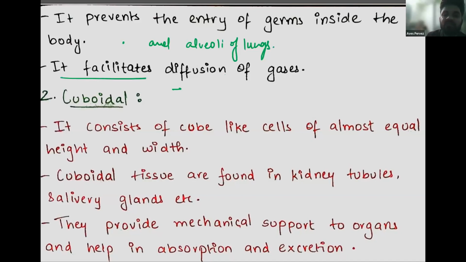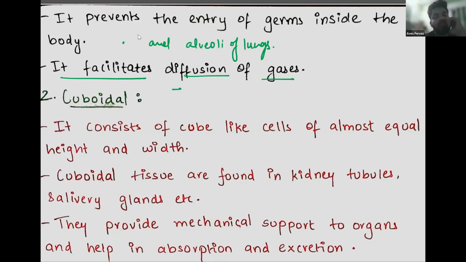It facilitates diffusion of gases. You know that in the lungs there are some balloon-like structures present, and we call them alveoli. This helps in facilitated diffusion. Okay, got it? Diffusion of gases means the oxygen that we inhale can easily diffuse into the lungs. Okay, you understood?